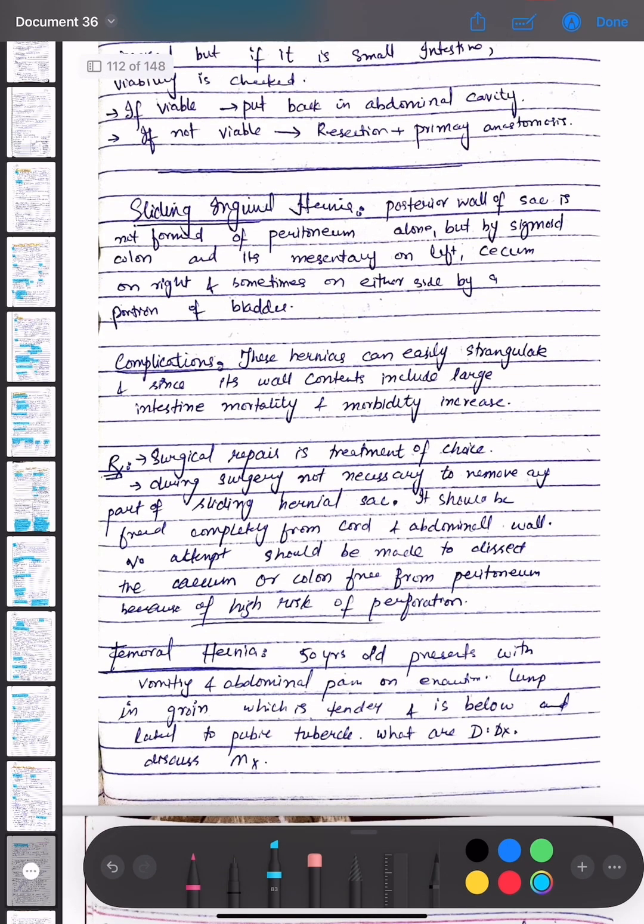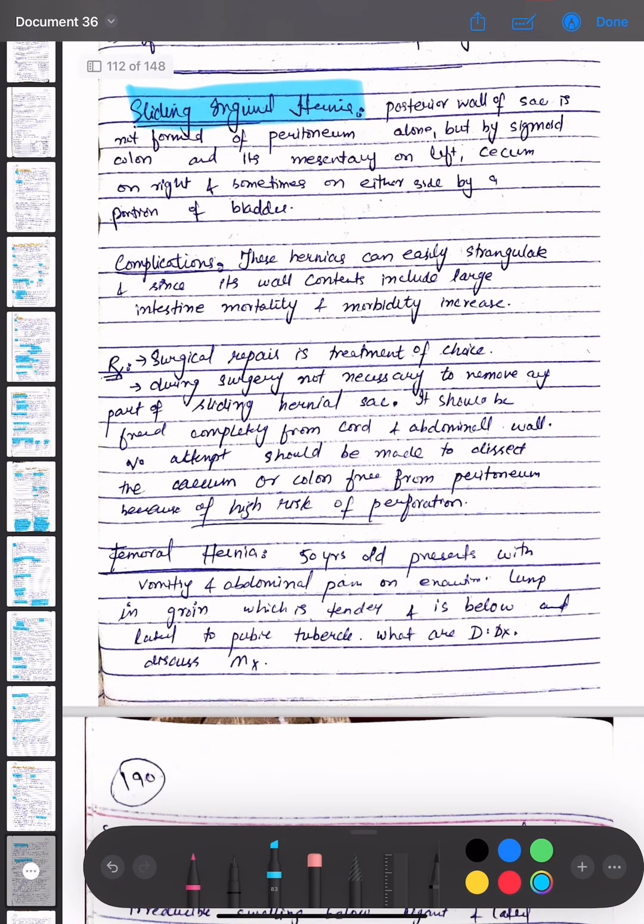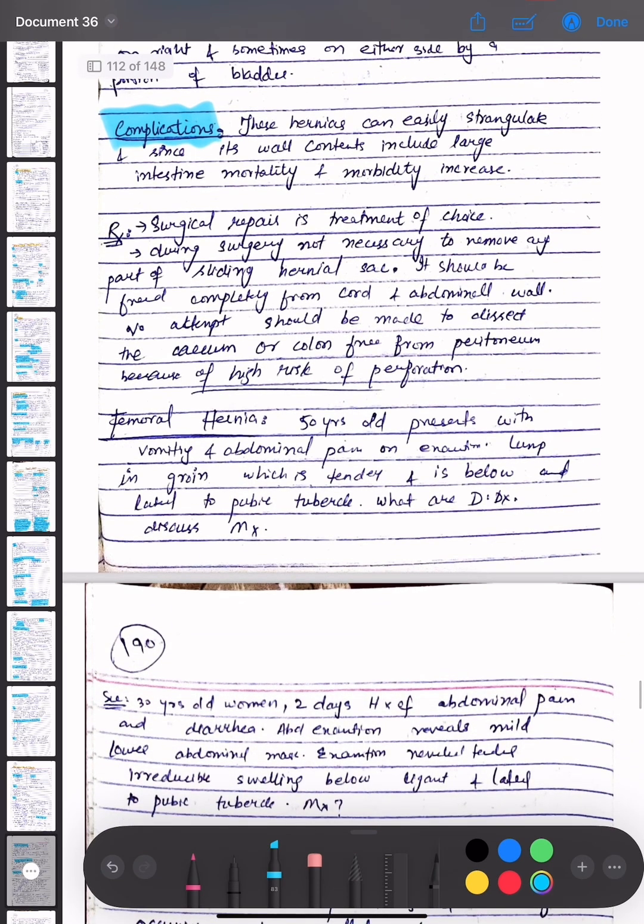Now, sliding inguinal hernia. The posterior wall of the sac is not formed of peritoneum alone, but by the sigmoid colon and its mesentery on the left, the cecum on the right, and sometimes on either side by a portion of the bladder. The complications are that these hernias can easily strangulate, and since the wall contents include large intestine, mortality and morbidity increase. Surgical repair is the treatment of choice. During surgery, it is not necessary to remove any part of the sliding hernial sac. It should be freed completely from the cord and abdominal wall. No attempt should be made to dissect the cecum or colon free from the peritoneum because of the high risk of perforation.